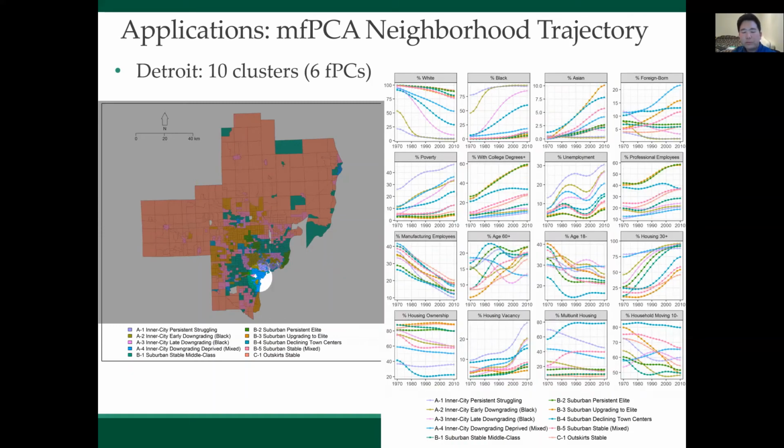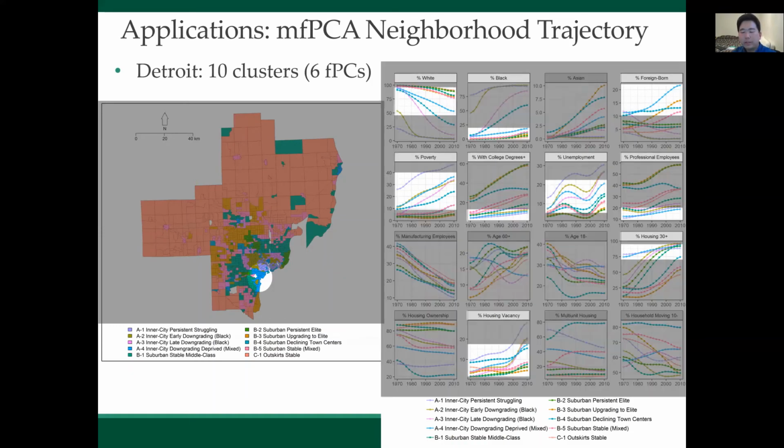The fourth trajectory shows inner city downgrading neighborhoods, but with a mixed racial group. The socioeconomic downgrading pattern is similar to the second trajectory, but there has been a consistent rise in the foreign-born population, which seems driven by the rise in the Hispanic population in these neighborhoods.